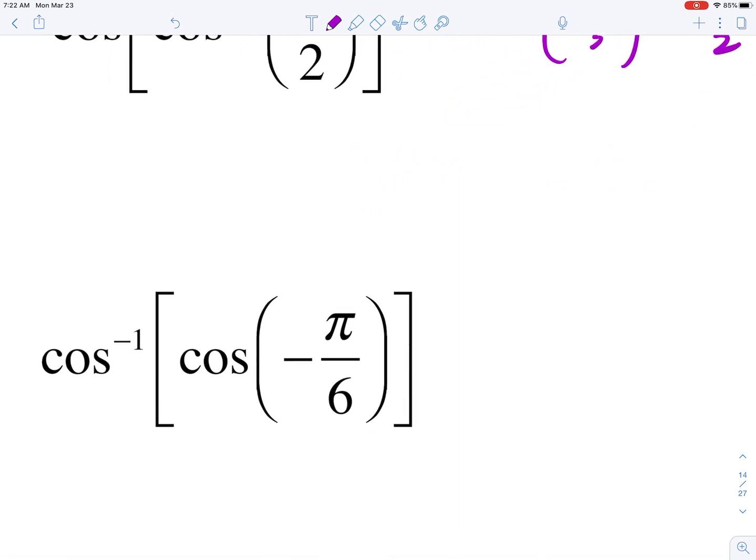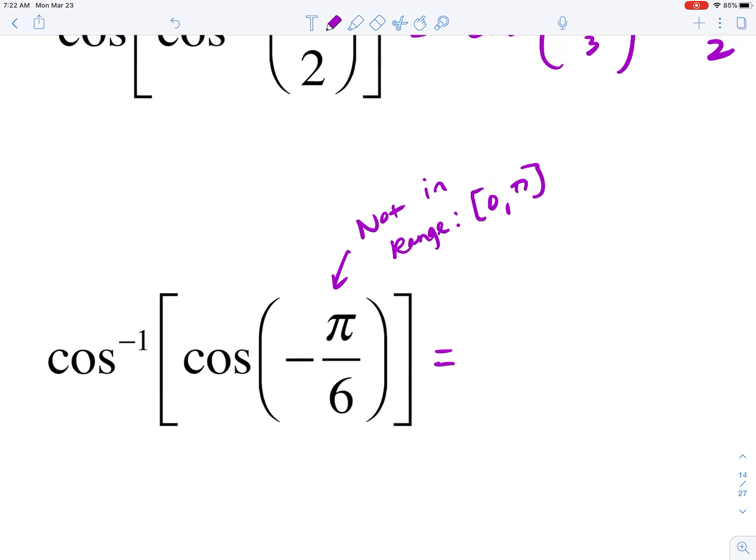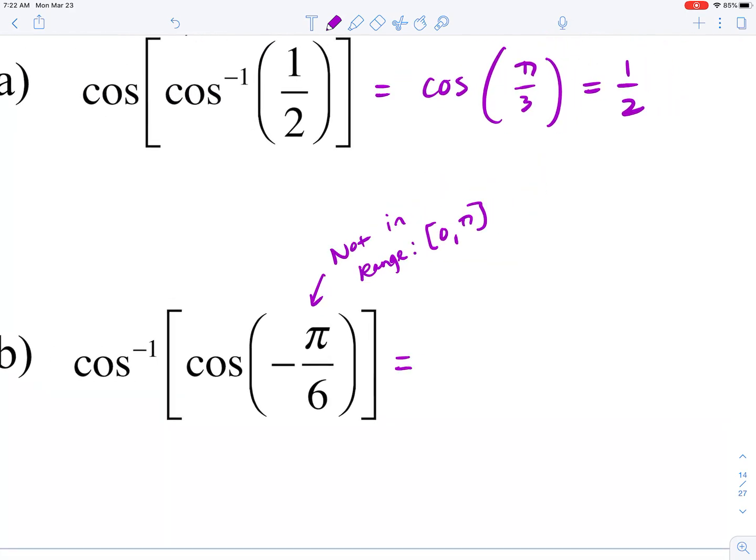Now, negative pi over 6 is not between 0 and pi, right? Not in the range. So the identity would not hold here. So you would have to evaluate this exactly, you would have to think about it from the inside out. So cosine of negative pi over 6 would be equal to root 3 over 2. And inverse cosine of root 3 over 2 would be equal to pi over 6. Positive pi over 6.